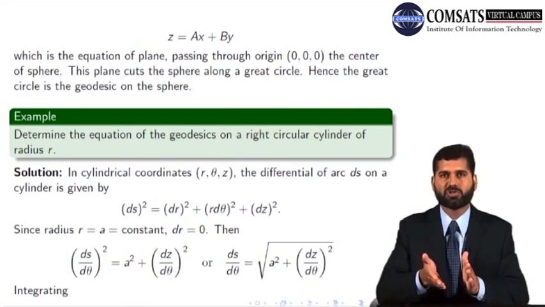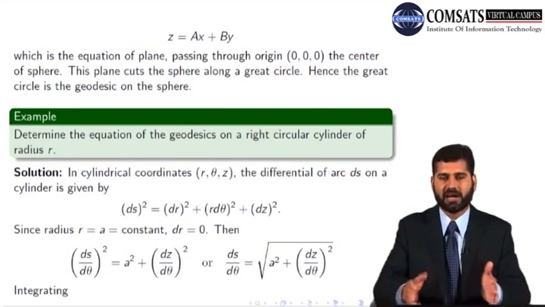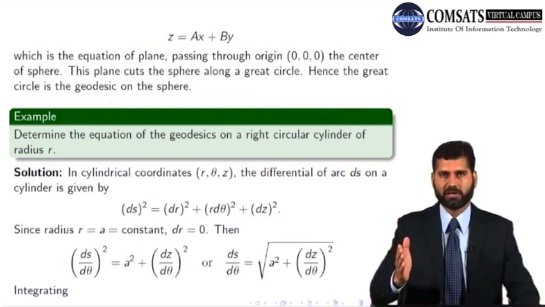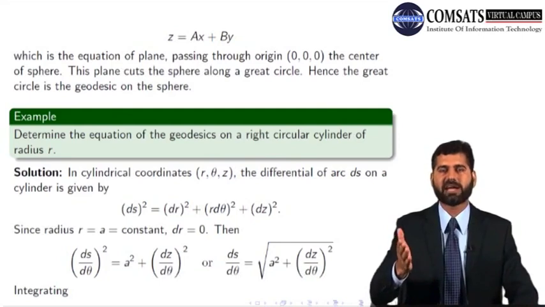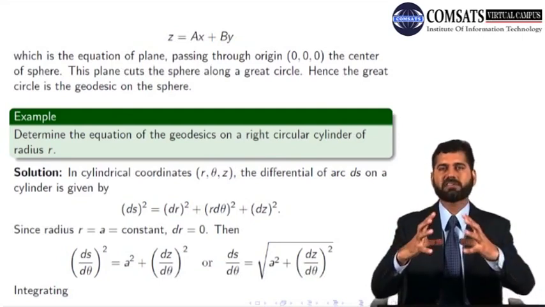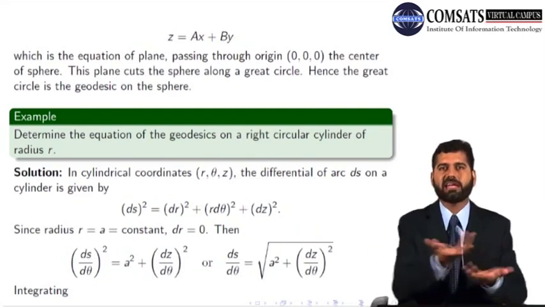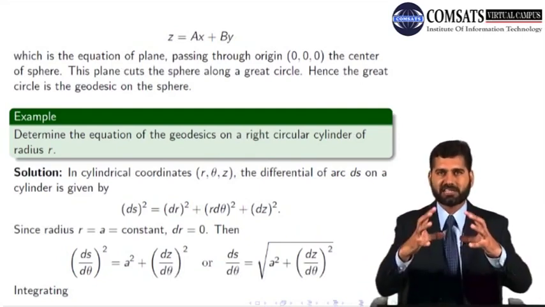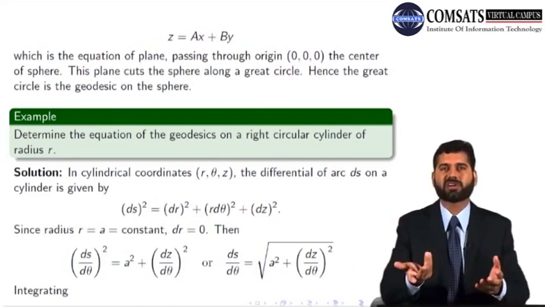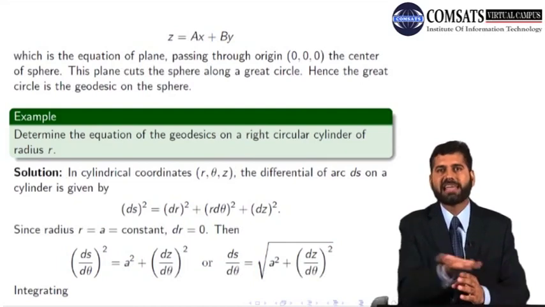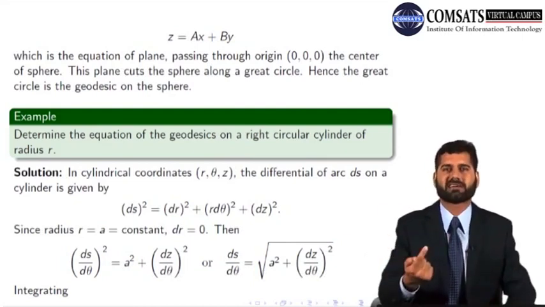So your geodesic is a great circle here. Right? Why a great circle? This plane cuts the sphere along a great circle, hence the great circle is the geodesic on the sphere. So what is a great circle? On the sphere you can make many circles. If you intersect your sphere and a plane, it gives you a circle. But if that plane passes through the center of the sphere, that circle will be called a great circle.